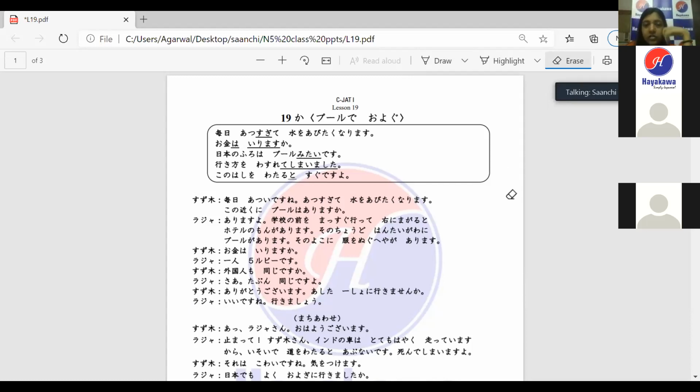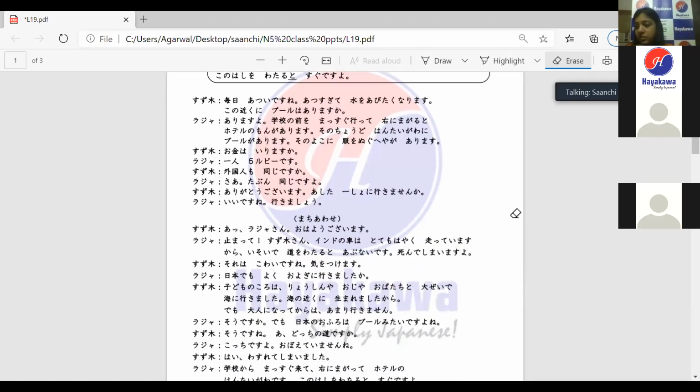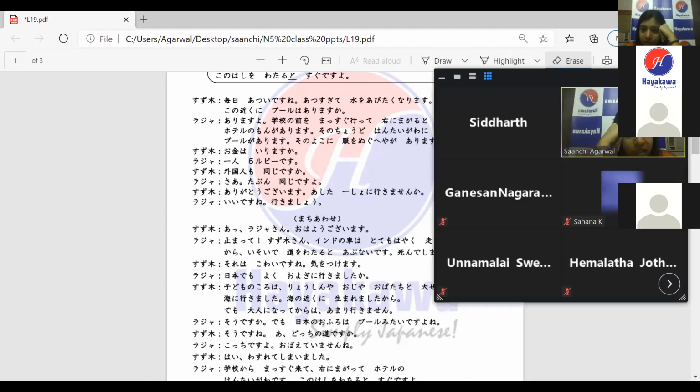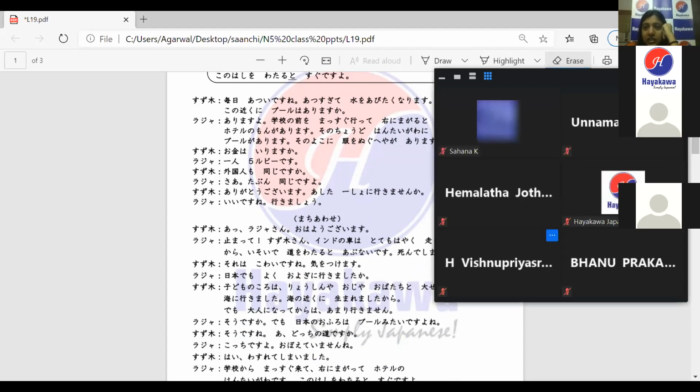Right? So the next scene is happening. What is it? Machi awase. That means meeting up. So the meeting up place. So Suzuki-san is starting the dialogue, he's speaking first, right? Sahana-san, would you like to read the dialogue for me?